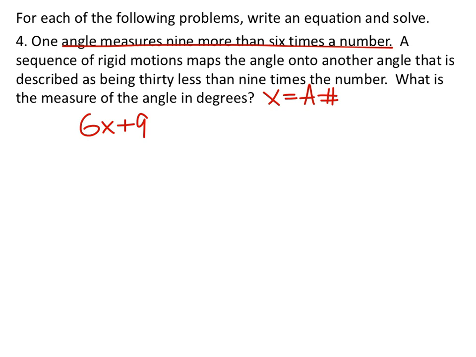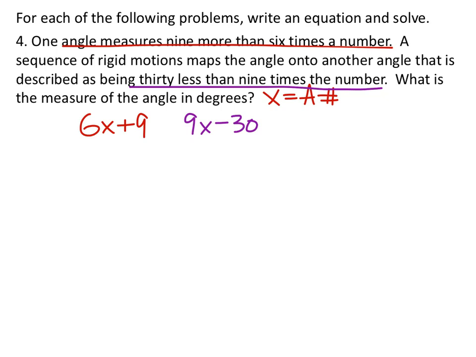A sequence of rigid motions maps the angle onto another angle that is described as being 30 less than 9 times the number. So that would be 9 times the number, but 30 less than that. And yes, we do have to be careful with where we put that 30. It really is a negative 30 because it's 30 less than the 9 times the number. Then it says, what is the measure of the angle in degrees?